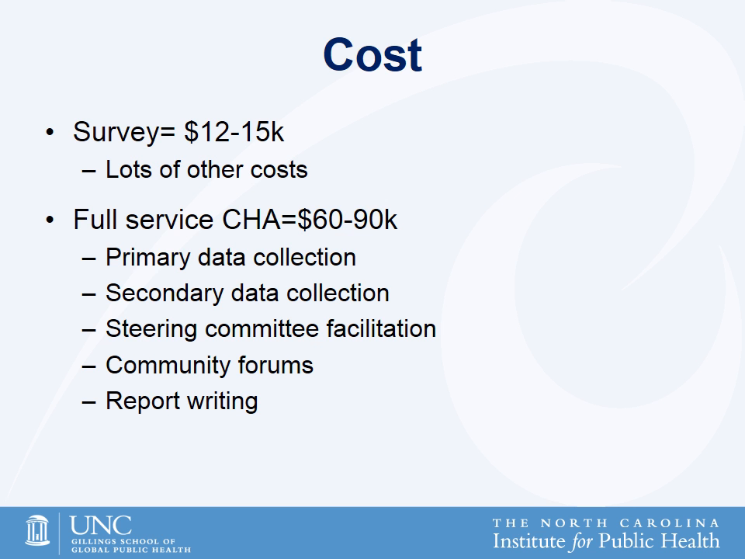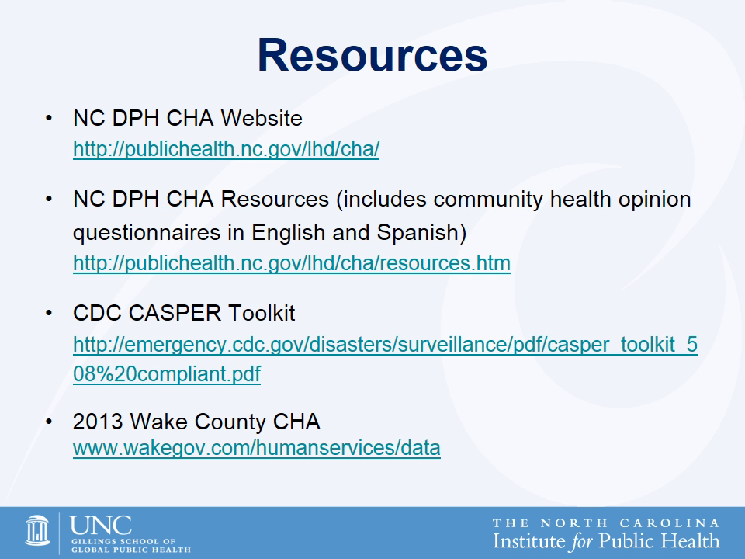For a full service CHA, the cost is roughly 60 to 90,000. It includes the primary data collection, secondary data collection, facilitation of the steering committees, going to and assisting with the community forums, and writing the report.